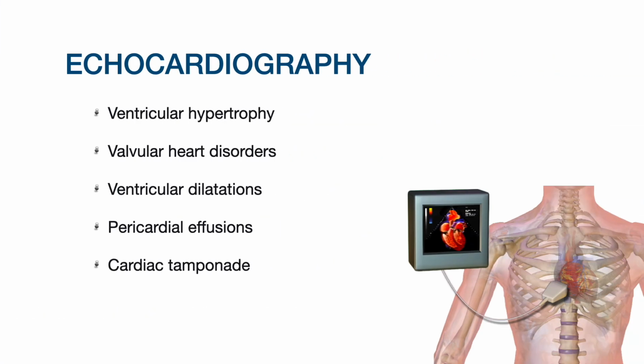Cardiac echocardiography is particularly suitable for diagnosing cardiac dysfunctions. It will show ventricular hypertrophy, valvular heart disorders, or changes in cardiac wall motion and ventricular dilatations. Other important pathologies that it can exclude also include pericardial effusions and cardiac tamponade.